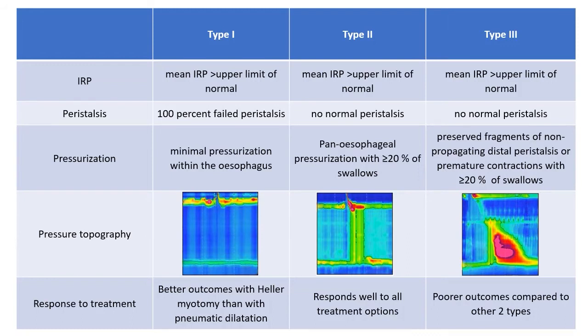As you can see in this table, all 3 achalasia subtypes have a mean integrated relaxation pressure that is more than the upper limit of normal. The other abnormalities include peristalsis, pressurization, the pressure topography, and response to treatment.